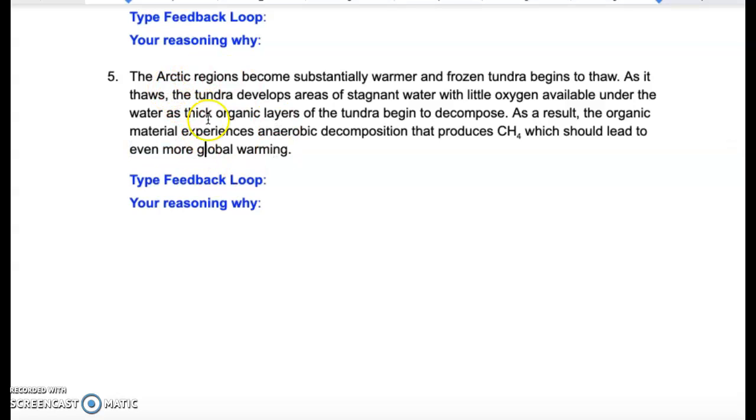Go back, highlight your clues, pink for negative feedback loop, and green if you think it's a positive feedback loop. Tell me what type of feedback loop that is. Describe the clues that tell you why, that help support your idea that it's a positive or a negative feedback loop. Tell me why.